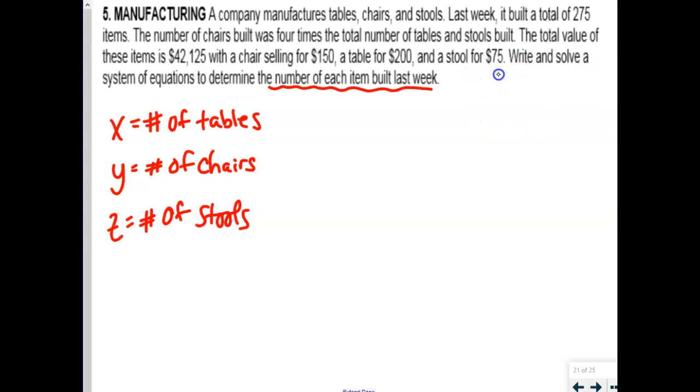Alright, let's start with the first clue, which is probably the easiest question, a statement development. It says a total of 275 things were built. So if you were to add up all of them, it should equal 275. So x plus y plus z equals 275. By the way, the fact that we have 3 unknowns means that we need 3 equations. Okay, that's a little math hint for you.